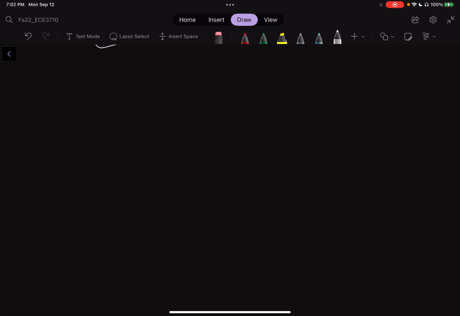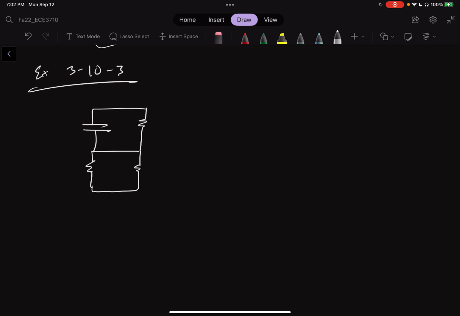Let's call this example number 3-10-3. So we have a capacitor with a resistor and a current source. This is IS1 of T, call this R1, R3, R2, this is the capacitor, plus, minus, VC of T.